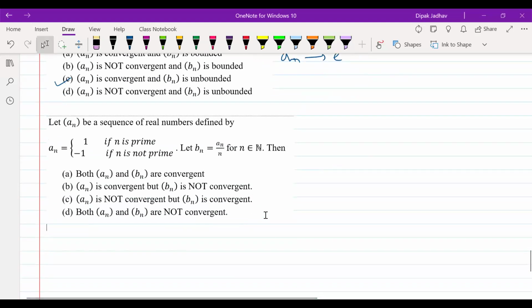What about this? Option C: a_n is not convergent, but b_n is convergent. Yes. Where does b_n converge? 0. Yes, correct. b_n converges to 0.